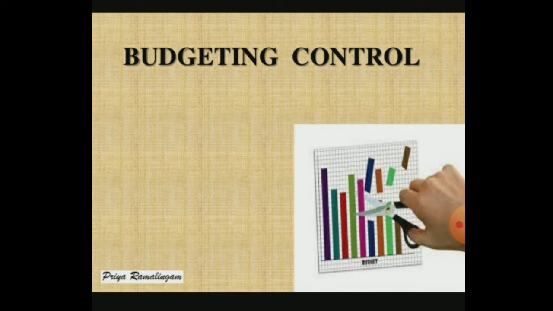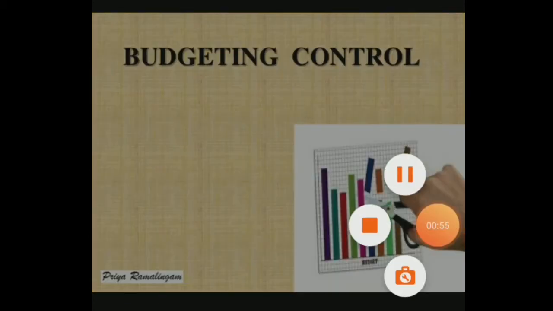So first unit, cost control and cost reduction, has been covered in my previous classes in college. Second unit is marginal costing, I covered, and standard costing, third unit, is covered in my previous classes. Now we will discuss the fourth unit, that is budgetary control. Budgetary control we will discuss now.